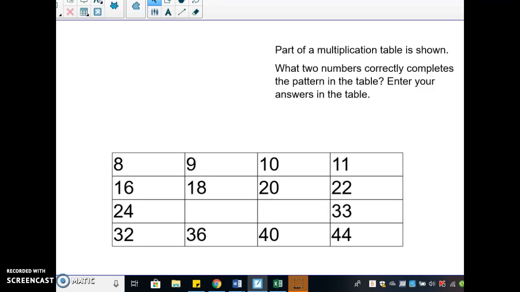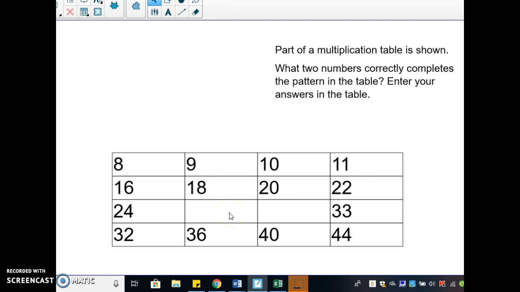All right, back again for another SBAC review question. For this one, it says, part of a multiplication table is shown. What two numbers correctly complete the pattern in the table? Enter your answers in the table.